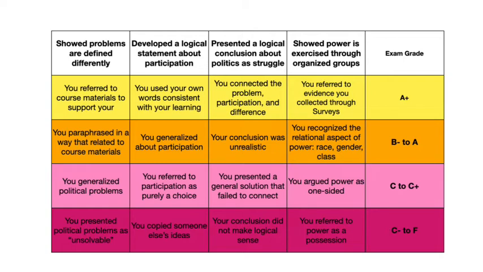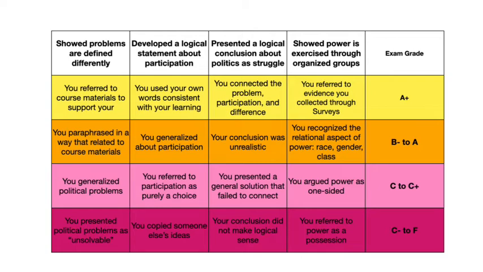For the B- to A range, depending on how well you do this, you're probably going to paraphrase in a way that relates to course materials, but you didn't refer to them directly, so it shows me you didn't quite understand them. You will generalize about participation, so you'll still be using platitudes that aren't really telling me much, and it won't really show me that you're developing learning over time. It'll seem as though you haven't quite processed the information in this class. Your conclusion will likely be unrealistic then. If you frame those two parts that way, you're probably not going to have a very realistic conclusion, so you're probably going to say something like everyone should get along, or everybody has a different opinion, which again is not really showing me that you've learned much from this class.